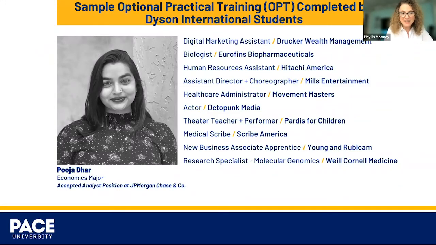And here is a snapshot of some of the sample jobs and the employers that recent classes of our Dyson International students went into after graduation. And you'll see we have a really great variety here. We have a Dyson International student in a position as a biologist in a pharmaceutical company. We also had someone recently accept a position as assistant director and choreographer at an entertainment company. And then you also see here a research specialist at Weill Cornell Medicine, one of the healthcare leaders in the world. And meet Pooja here. She was an economics major who recently accepted a position as an analyst at JPMorgan Chase. Very, very impressive.